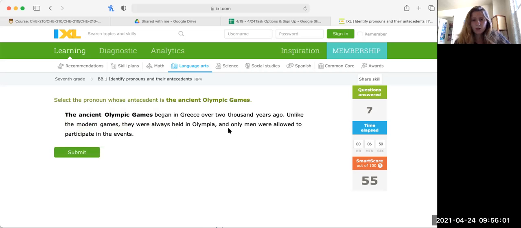We're going to do just a few more examples. The ancient Olympic Games began in Greece over 2,000 years ago. Unlike the modern games, they were always held in Olympia, and only men were allowed to participate in the events. Which pronoun is going to correspond to this antecedent? In these two sentences, there's only one pronoun. If you can pick out that pronoun, then you've got it. It's going to be they. And what are they? The ancient Olympic Games.